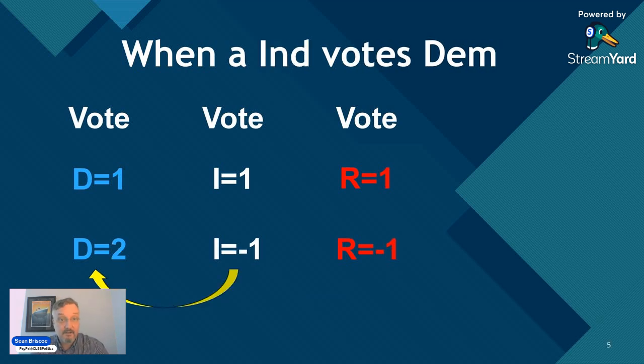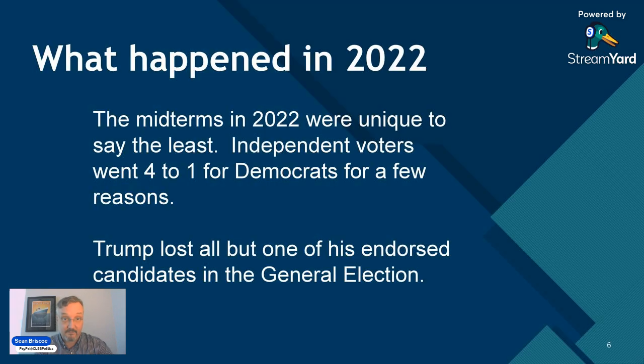What happens when an independent votes Democrat? This is what happened in 2022. Yes, the independent voter loses a vote, but they weren't going to win anyway. Since it's not a vote we were counting on but we got it, we're +2, and now the Republicans have to go find another vote. So they're at -1. This is what happened in 2022. This is why there was no red wave.